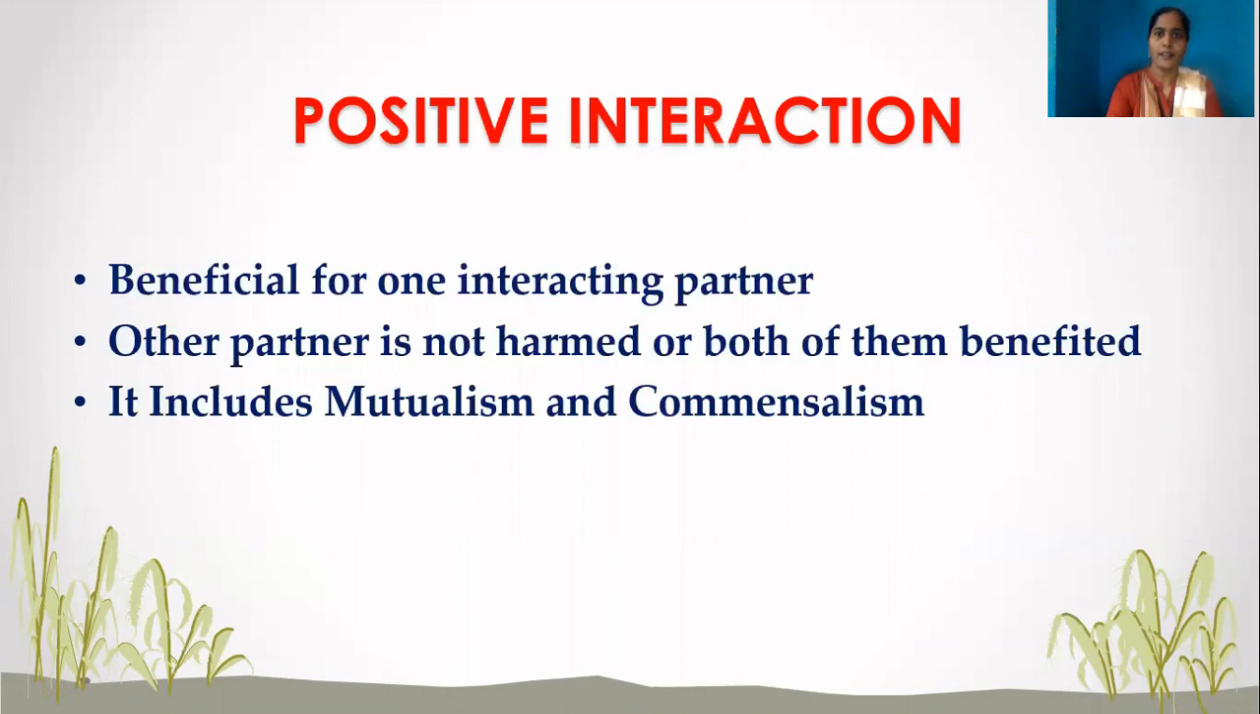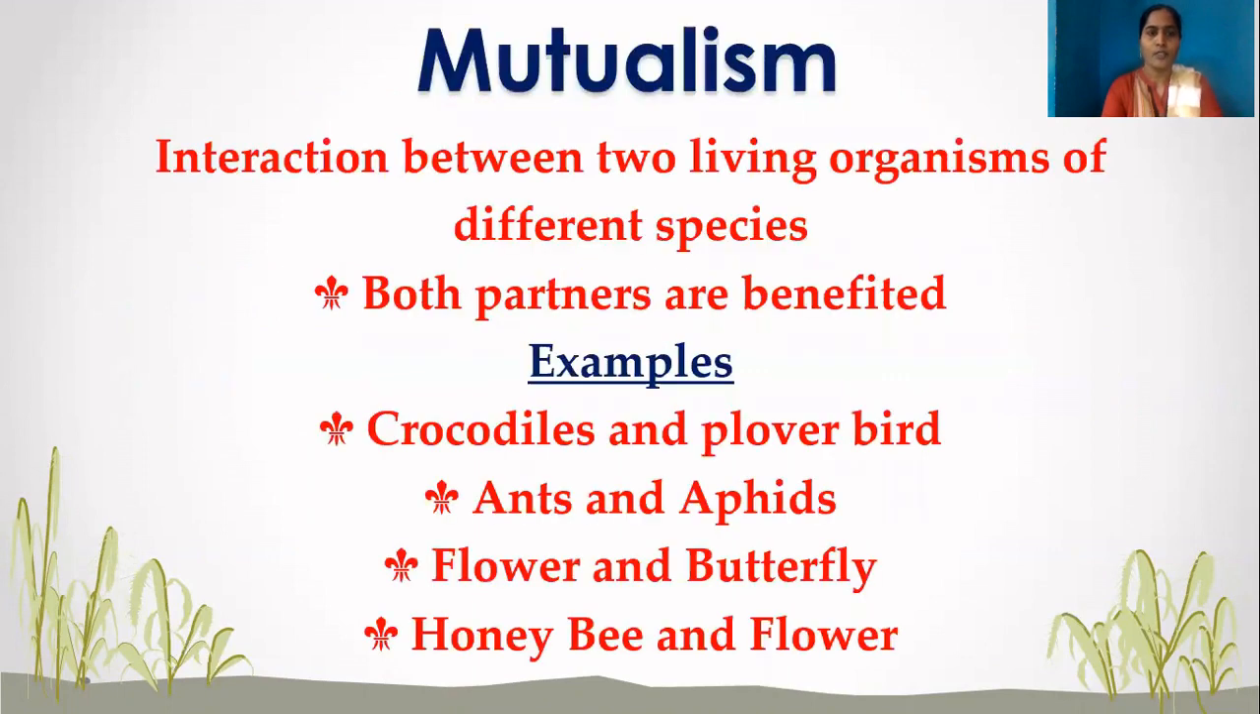Again, I repeat, under positive interactions, it is beneficial for one interacting partner. In a few other cases, one partner is not harmed or both of them are benefited. It includes mutualism and commensalism. Mutualism is an interaction between two living organisms of different species. Both partners are benefited.